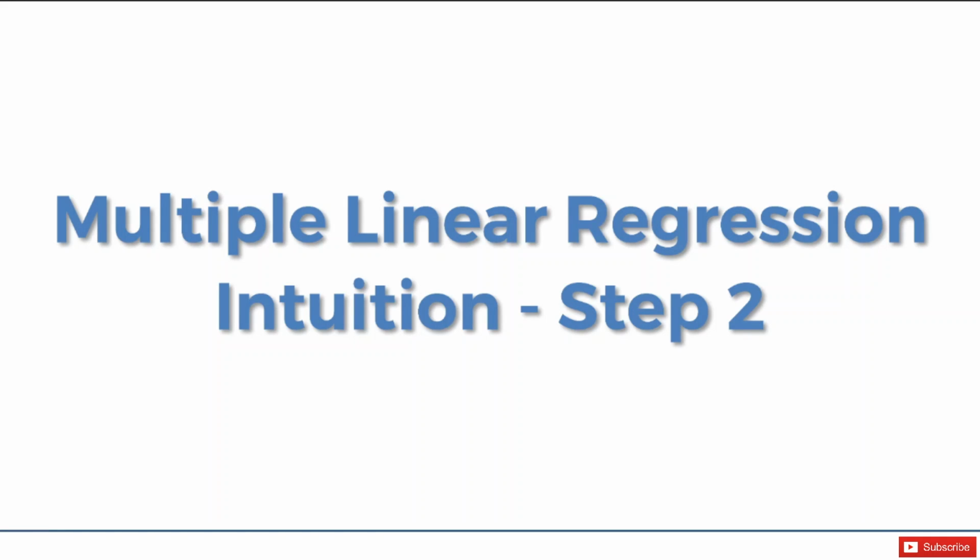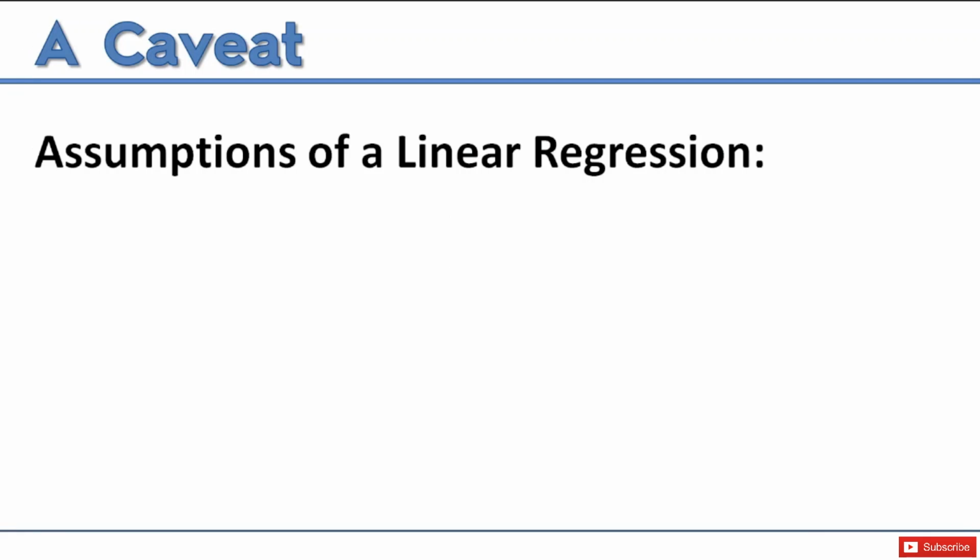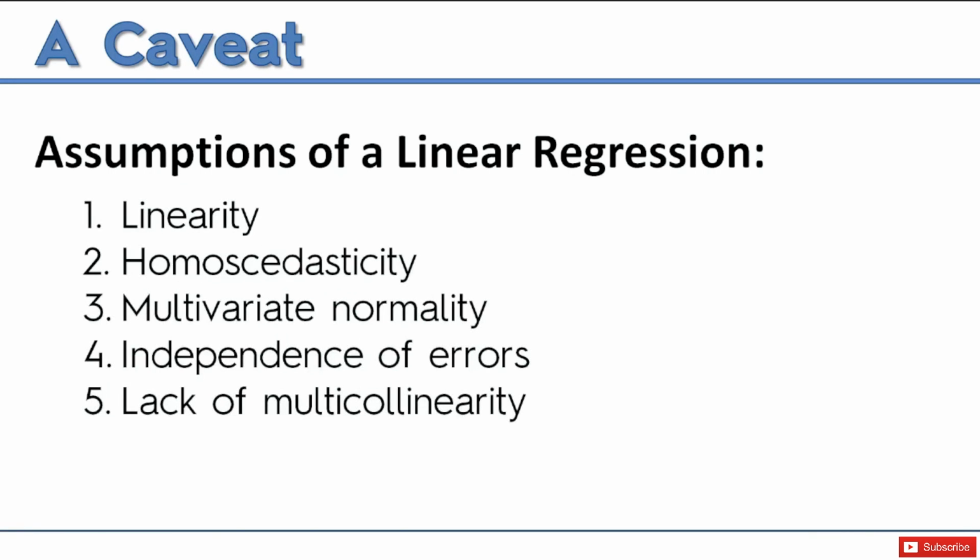Before we dive into this section, I wanted to give you a quick heads up that there's a caveat around everything that we're doing with linear regressions. Linear regressions have assumptions, and the assumptions are listed below: linearity, homoscedasticity, multivariate normality, independence of errors, and lack of multicollinearity. And before building a linear regression model, you need to check that these assumptions are true. And then you can only proceed and be sure that you're building a good linear regression model.